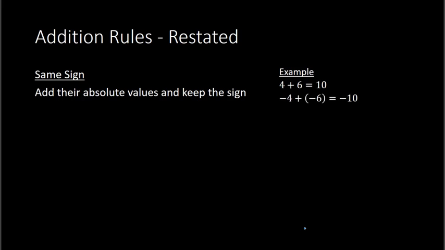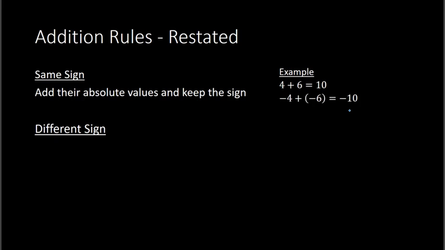Here we have negative 4 plus negative 6. The signs are the same. In this case, they're both negative. And when I add them, I add the 4 and 6 to get 10, and I keep the sign, which was negative. So my answer would be a negative 10.